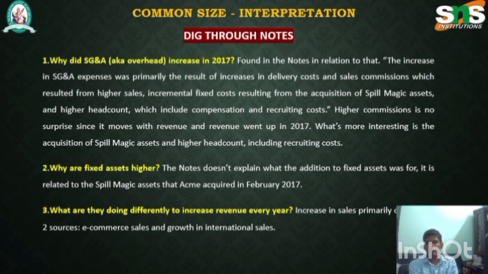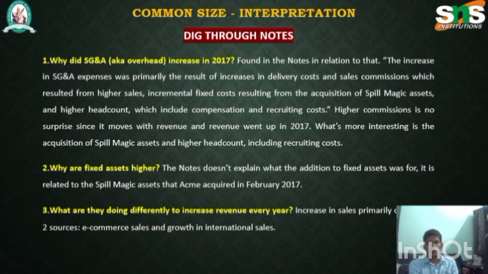It is found in the notes that the increase in SGA expenses was primarily the result of increases in delivery cost and sales commissions, which resulted from higher sales, and incremental fixed cost resulting from the acquisition of Spill Magic assets, as the company acquired the Spill Magic assets, and a higher headcount, which includes compensation and recruiting cost. So higher commission is no surprise since it moves with the revenue, and the revenue went up in 2017. What's more interesting is the acquisition of Spill Magic assets and higher headcount, including recruiting cost. That's why it went up.